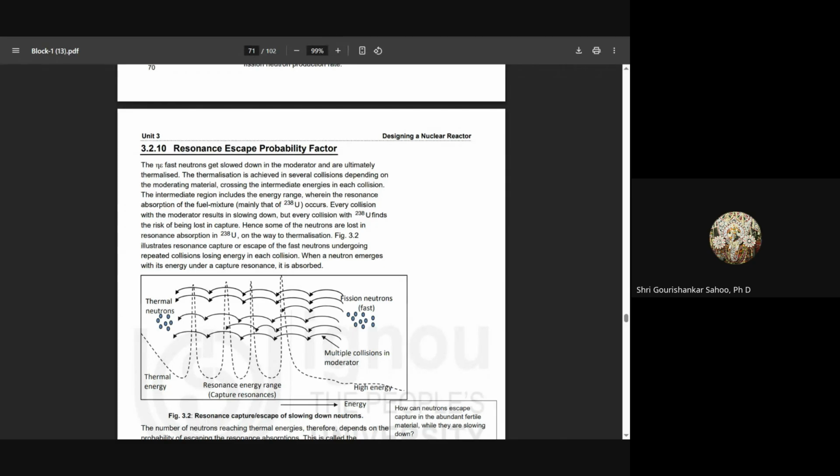Several collisions take place with this moderating material, crossing the intermediate energies in each collision, and the intermediate energy includes the energy range wherein the resonance absorption of fuel mixtures, mainly uranium-238, occurs. Every collision with the moderator results in slowing down, but every collision with uranium-238 carries the risk of the neutron being lost in capture. Some of the neutrons are lost in resonance absorption in uranium-238.